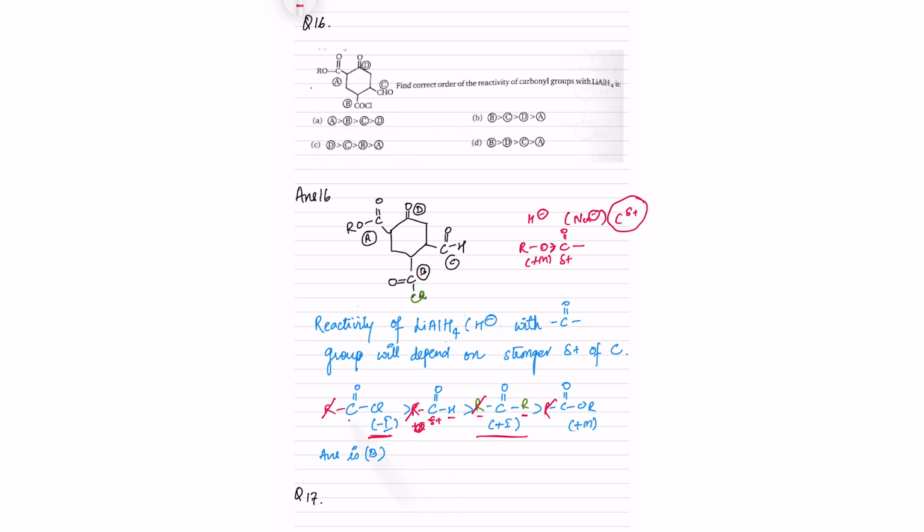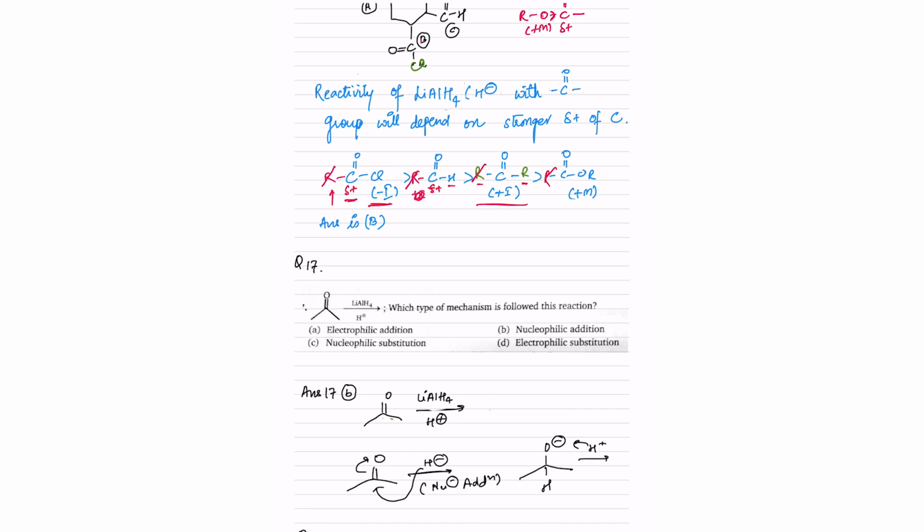So chlorine is a withdrawing group, hence delta positive will be highest over here, and hence the reactivity of H minus will be fastest over here. Hence the reactivity of LiAlH4 will be faster in the case of acid halides. So the answer should be B according to this order.